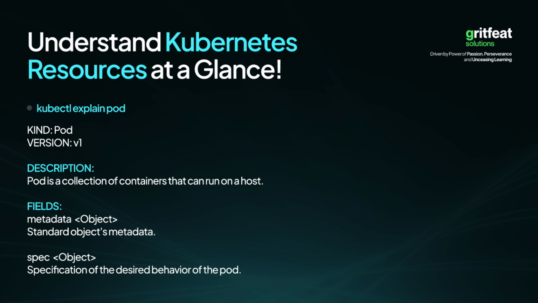The kubectl explain command provides detailed documentation for any Kubernetes resource directly from your terminal. It's an invaluable tool for quickly looking up what fields are available for a given object, their data types, and a brief description of their purpose. Let's take an example: kubectl explain pod. When you run this command, it will output information similar to what you see on the slide.